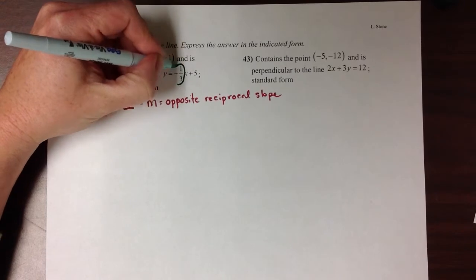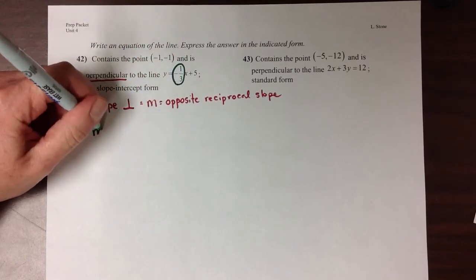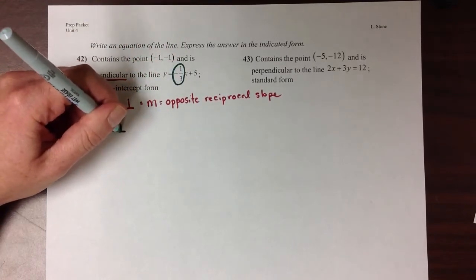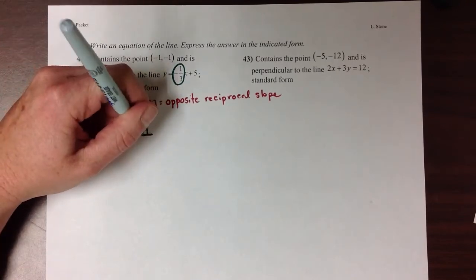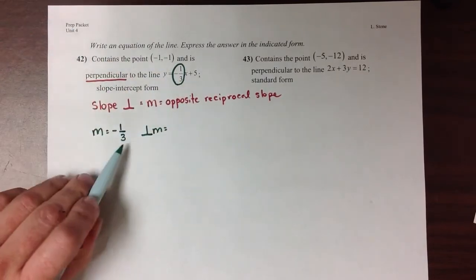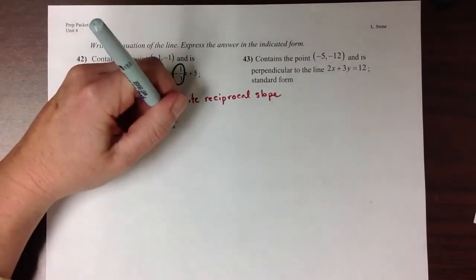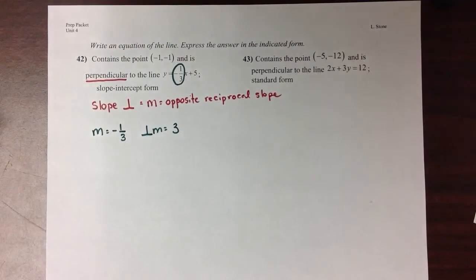So, looking at this first example, the slope of this line is a negative 1/3. So the slope of a perpendicular line, a line perpendicular to this line, is going to have a slope of a positive 3.